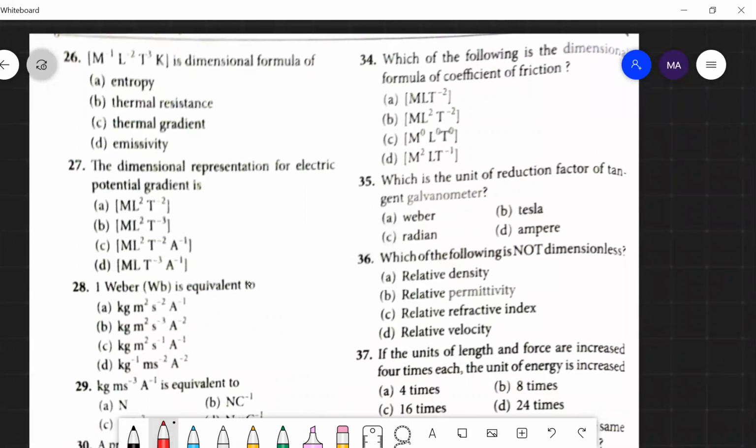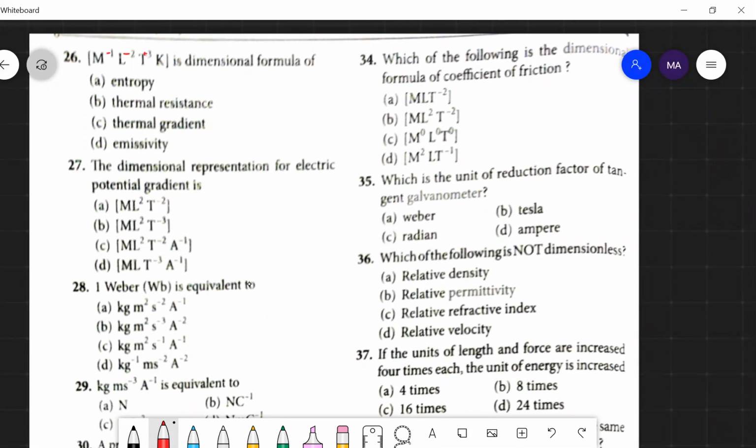M power minus 1, L power minus 2, T power minus 3 into Kelvin will be equal to how much? I'll just check the question. It is M power minus 1, L power minus 2 and T power 3. It is plus 3, slightly visible because of the screenshot. So it is M power minus 1, L power minus 2, T power plus 3, and Kelvin. So what will be the unit for that one? Can anyone tell me?